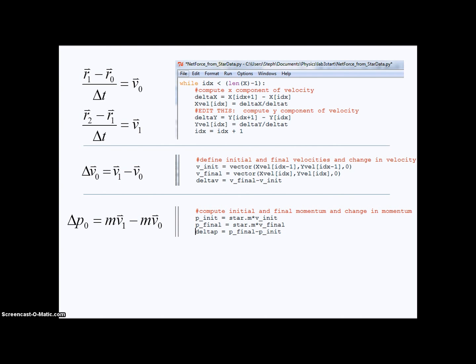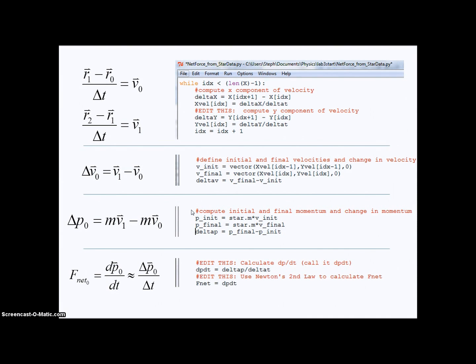Up to this point, we have calculated the properties of the system using the definitions for velocity and momentum. Now we use Newton's second law to say that the net force acting on the system during the initial time interval is equal to dp over dt, the rate of change of momentum with respect to time during that time interval. For delta t small, we can say this is approximately equal to delta p over delta t. Again, we do this for each time interval.